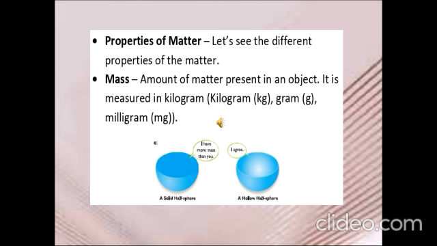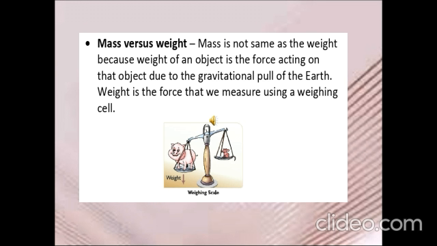Mass is nothing but the amount of matter present in the object. Right? Weight is not the same as mass, because the weight of an object is the force acting on the object due to the gravitational pull of the earth. Weight is due to the force acting on the object, and that represents the weight of an object.